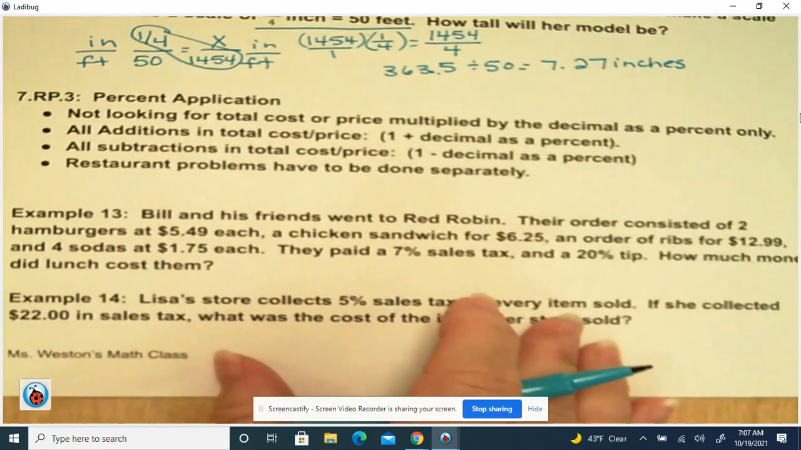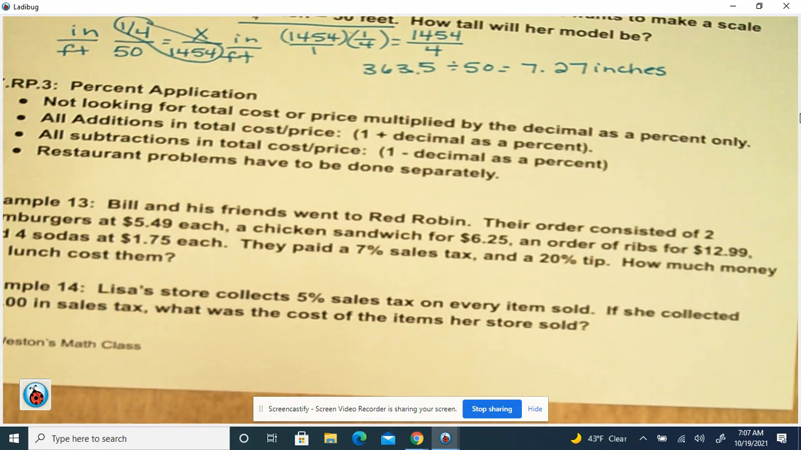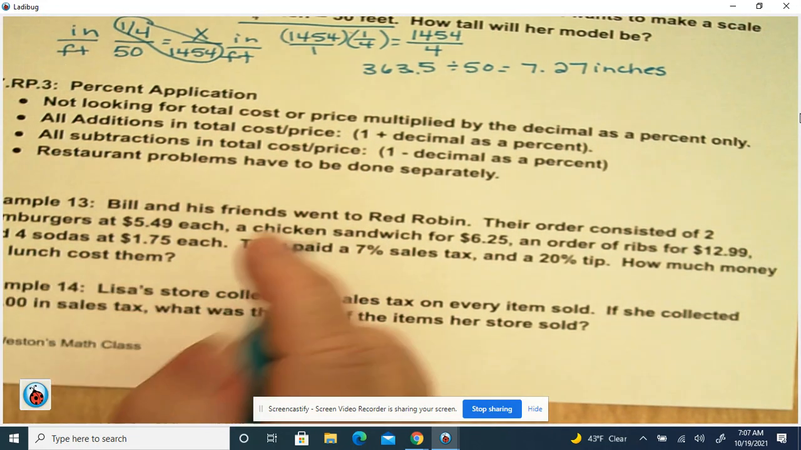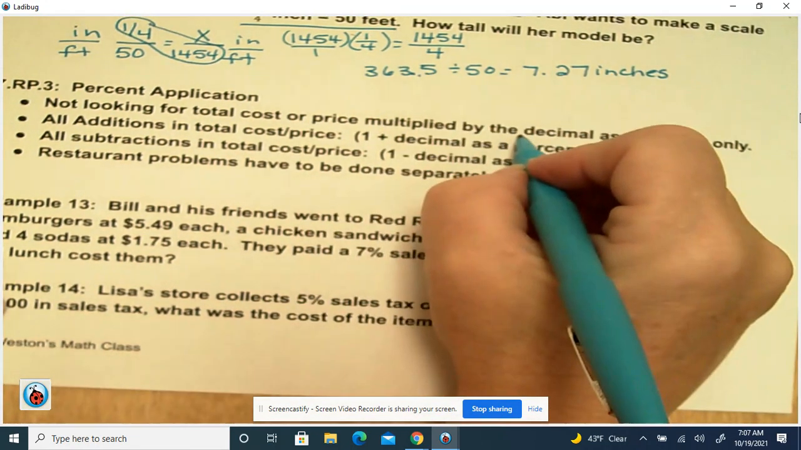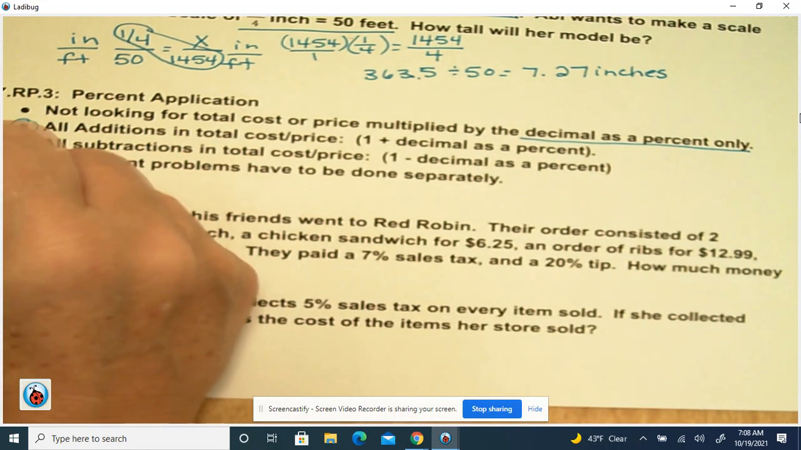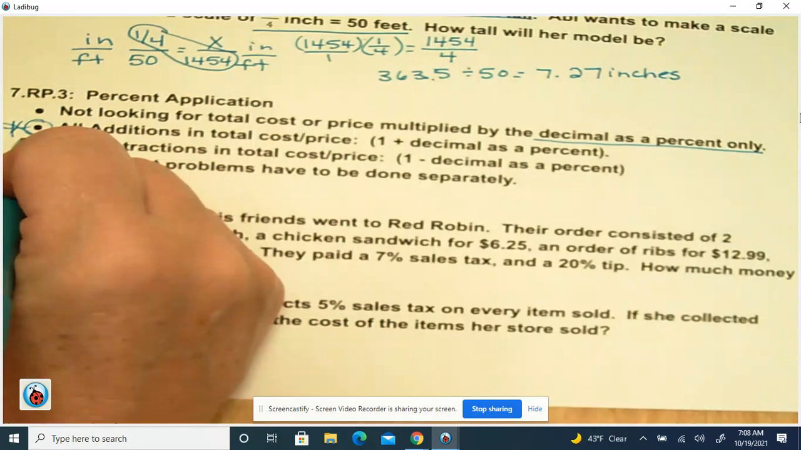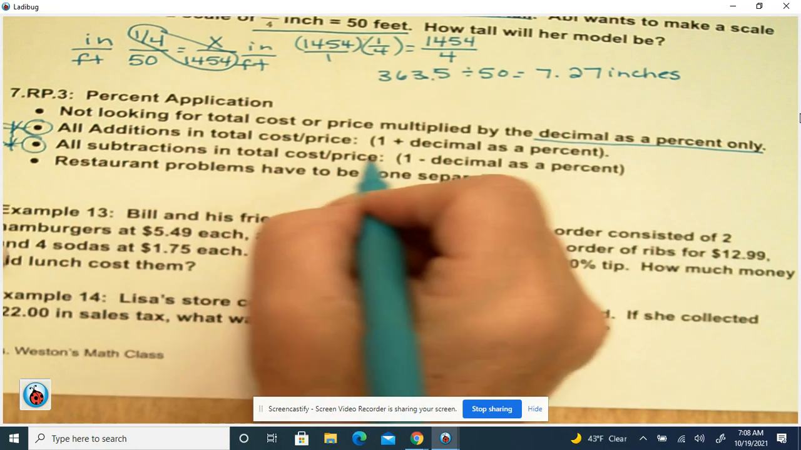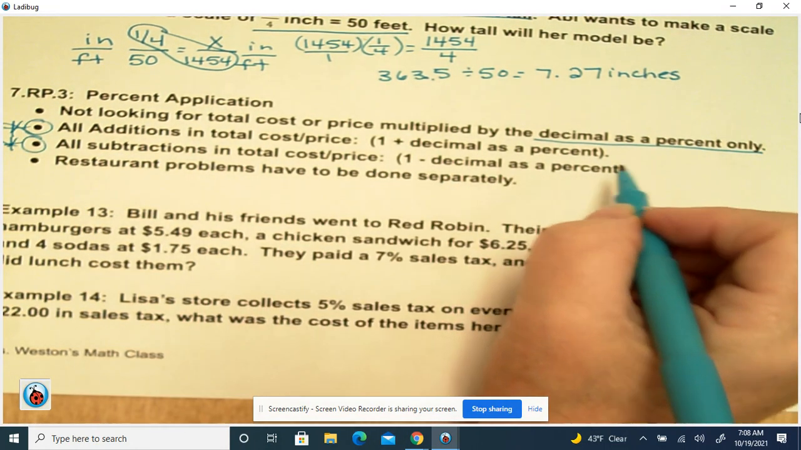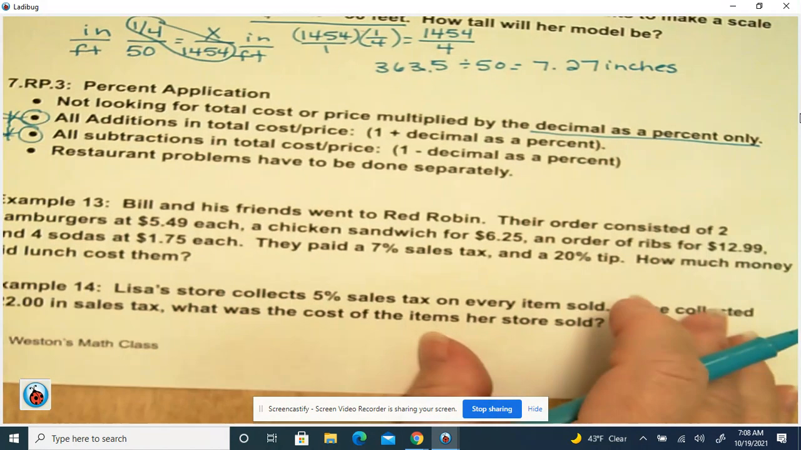All right, next topic is percent application. Remember, in percent application, if you're not looking for the total cost or price, you multiply by the decimal as a percent only. All additions in total cost price is 1 plus the decimal as a percent. All subtractions are 1 minus the decimal as a percent. And restaurant problems you have to do separately. I'm probably going to use some of this room up here for this problem.